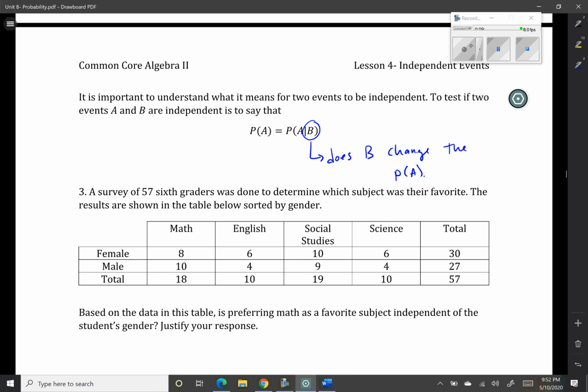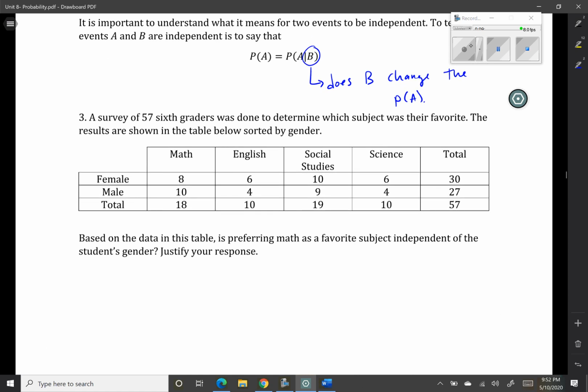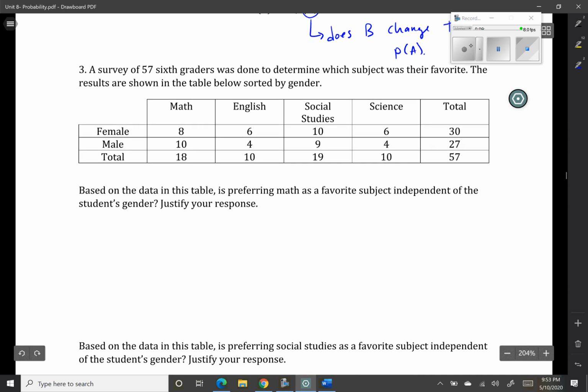So let's take a look at an example here. So we have another two-way table, males versus females and the type of subject that you prefer: math, English, social studies, or science. And there are two questions on the bottom of the page. One of them is going to be us describing two events in this table that are dependent upon each other. And one of them is going to help us describe two events in this table that are independent of each other. So let's take a look. It says, based on the data in this table, is preferring math as a favorite subject independent of a student's gender?